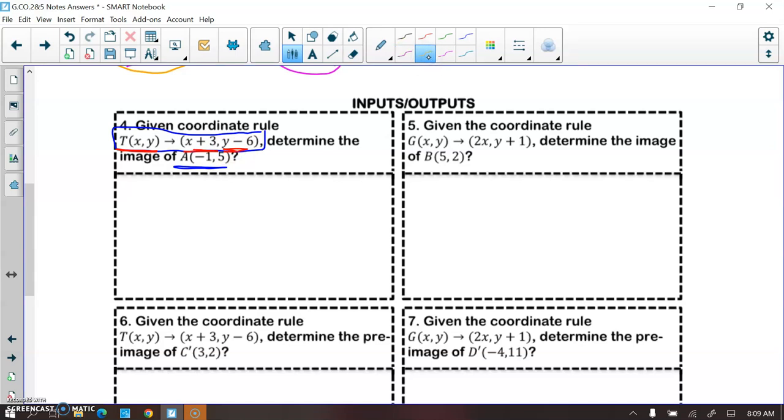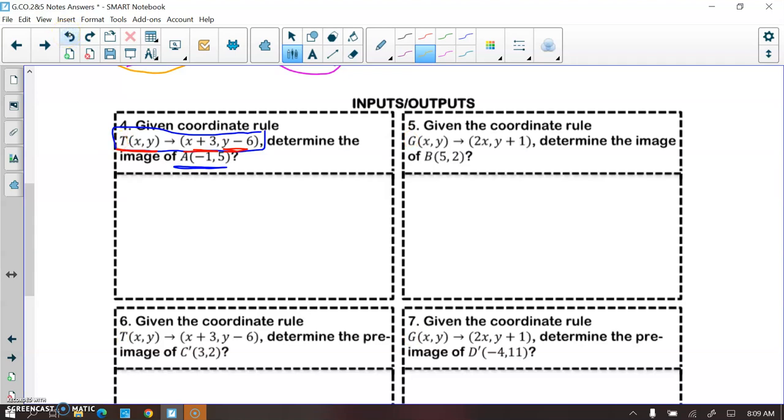Now, something that I'm not really going to care about is that these capital letters that come before your (x, y) can be any capital letter. Those capital letters don't really mean anything. It's just the name of the coordinate rule. So this would be coordinate rule T. This would be coordinate rule G. So you can use any capital letter there. It does not matter. But let's get started with number 4 then.